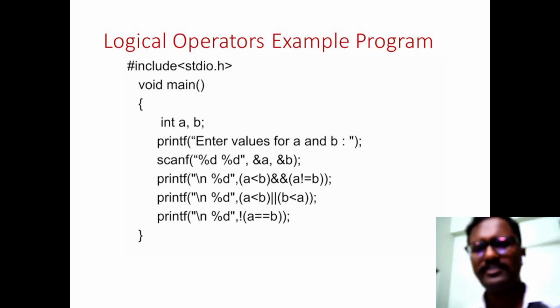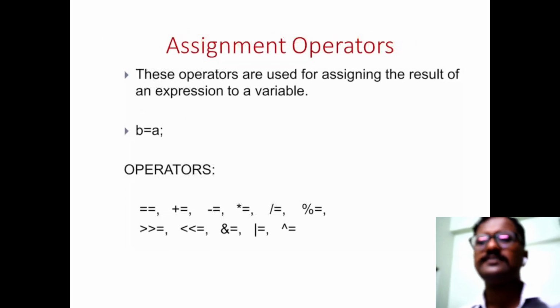Okay, clear? If you have any doubts here, otherwise I am going to the next concept, that is the assignment operator. The assignment operators are used for assigning the result of an expression to a variable, like B equal to A. These are the operators: equal to, plus equal to, minus equal to, asterisk equal to. You have seen these in the previous slides, right? These are called assignment operators.